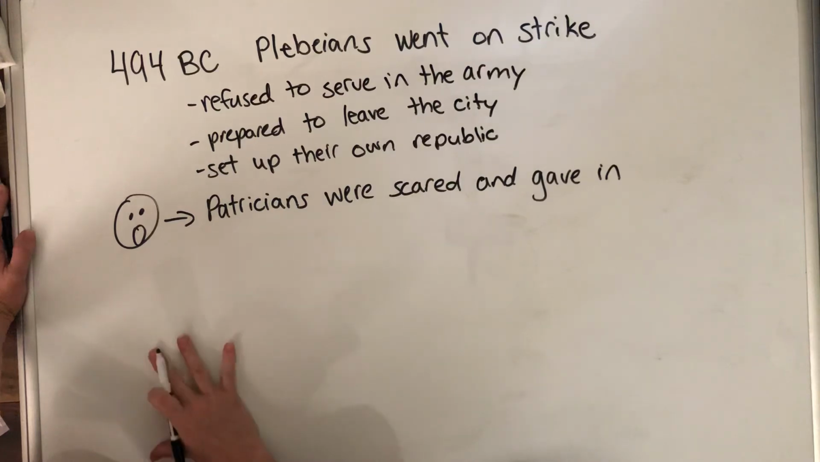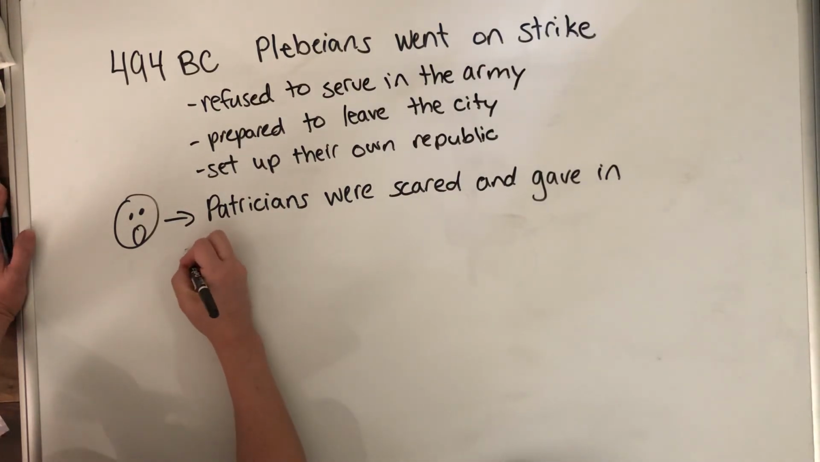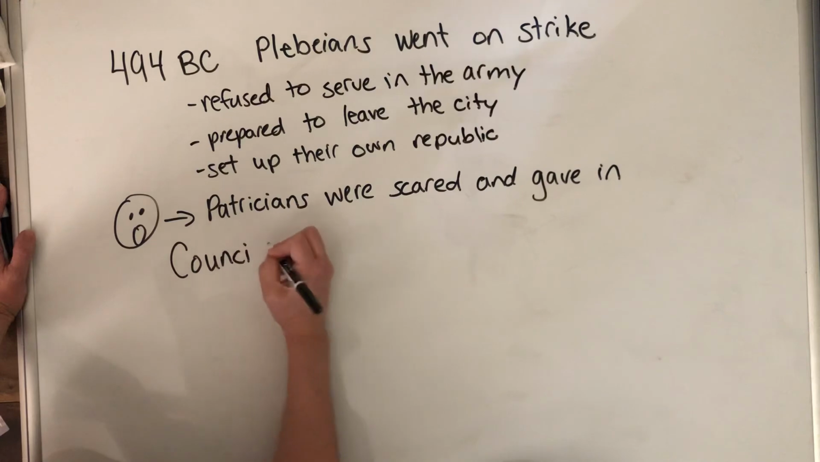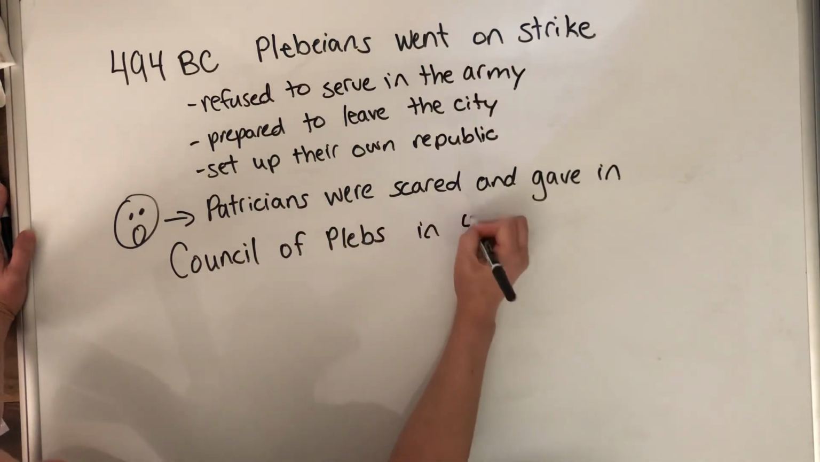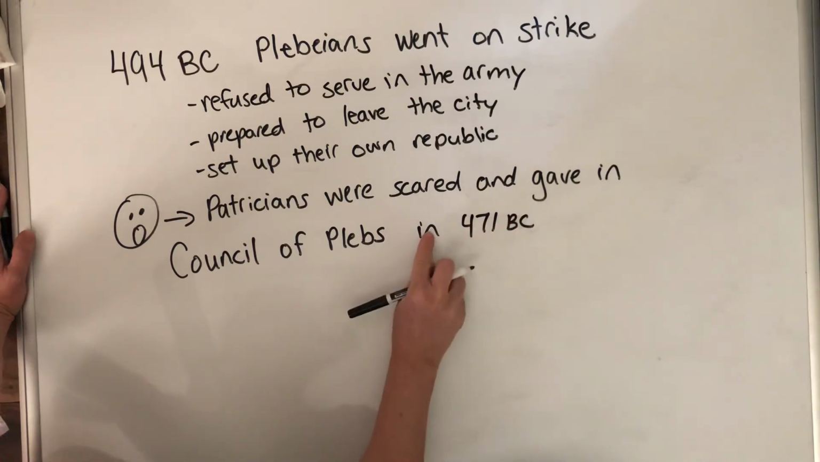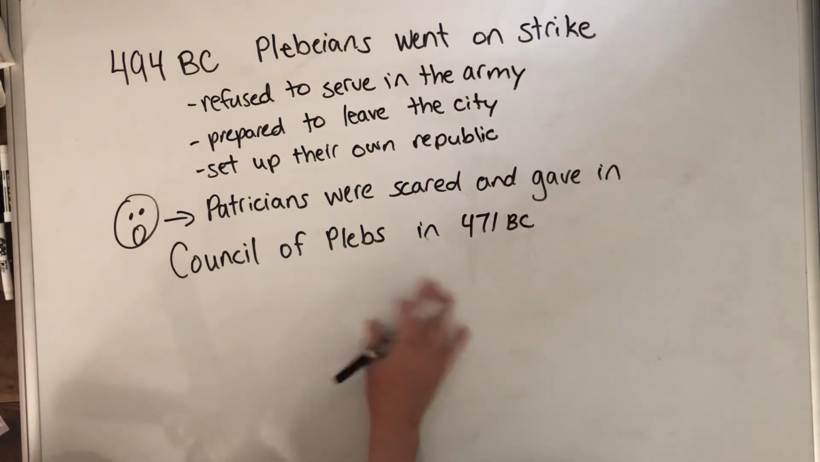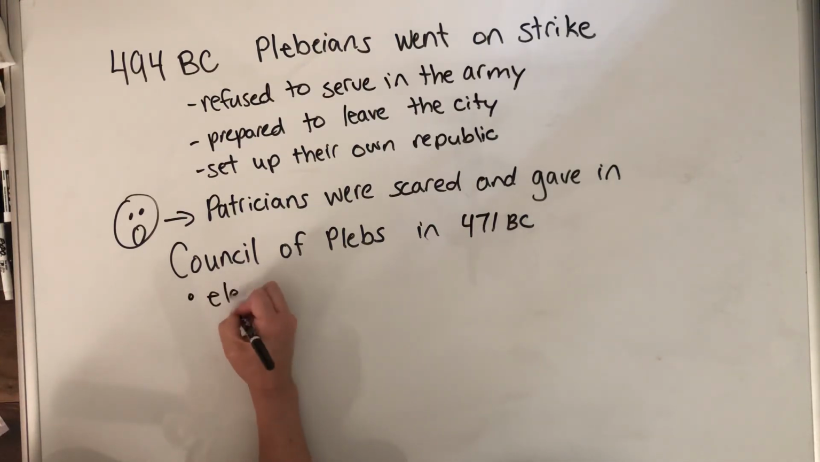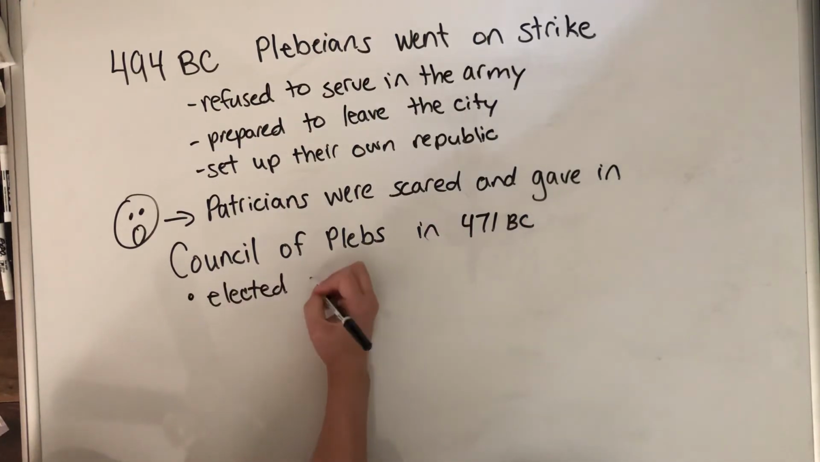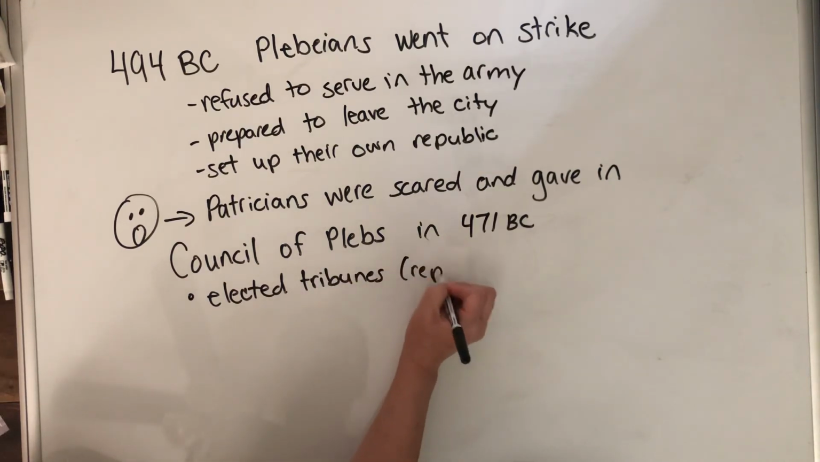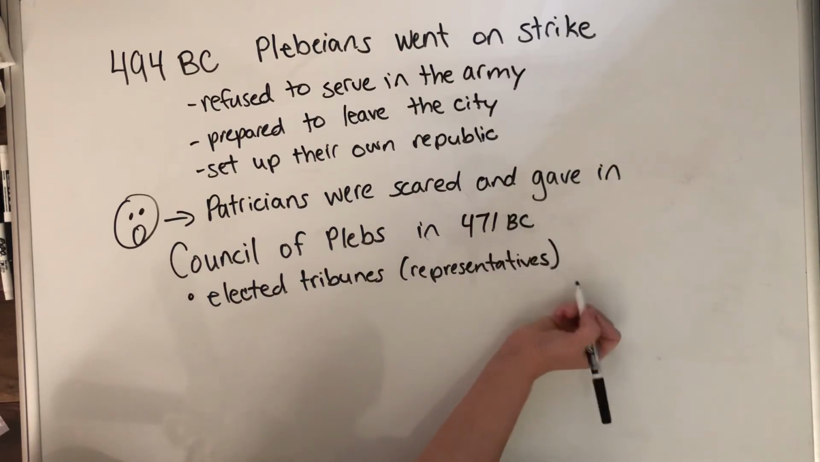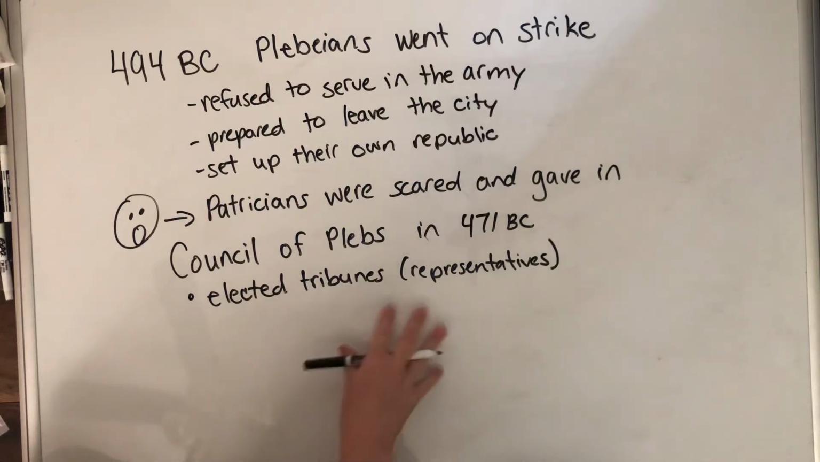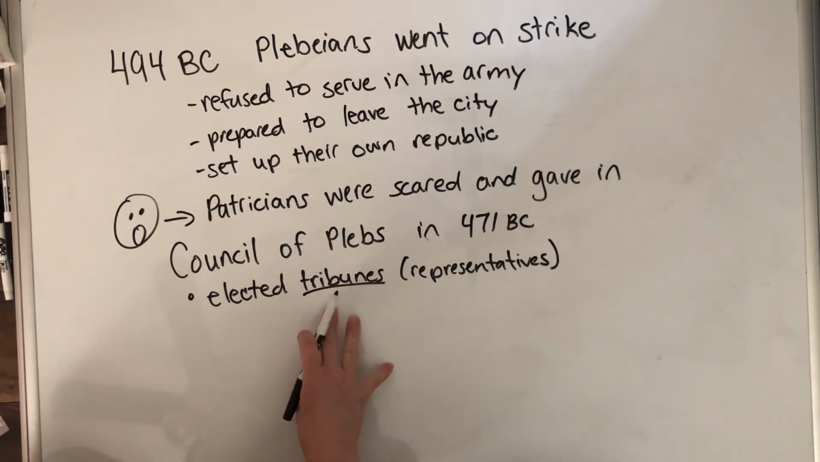So what did the plebeians get? They made their own council called the Council of Plebes in 471 BC. Now this council, they elected tribunes. Okay, those are their representatives. Remember, they were not seen in the Republic. They weren't part of the Senate or the consuls. So now they have their own guys, the tribunes.